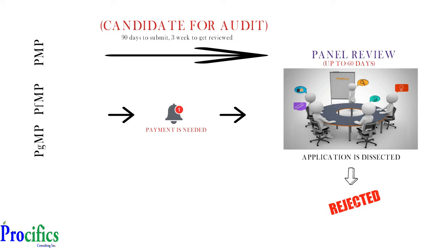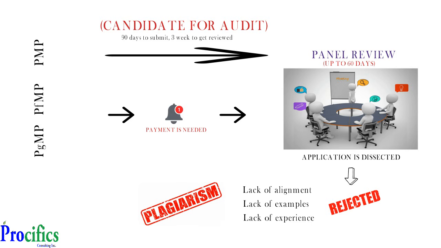Then, you will receive an email from PMI with the following reasons: lack of alignment with the project, program, or portfolio manager role, lack of examples, lack of related experience, and the most important rejection, which is plagiarism. A lot of people give their applications to their co-workers, thinking they are helping them. However, they are preparing a recipe for losing their credential and for banning their colleague. Multiple other reasons exist at this stage.